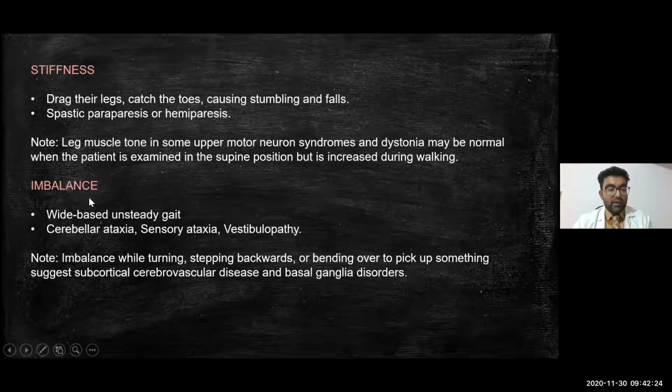The patient may complain of imbalance, where the patient will have a wide-based unsteady gait, which is usually seen in cerebellar ataxia, sensory ataxia, or vestibulopathy. Imbalance while turning, stepping backwards, or bending over to pick up something suggests subcortical cerebrovascular disease and basal ganglia disorder.